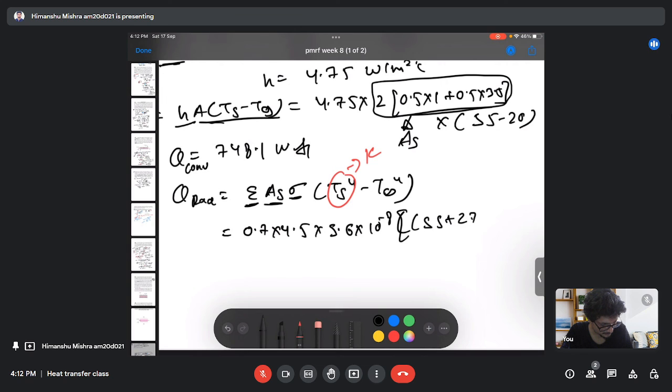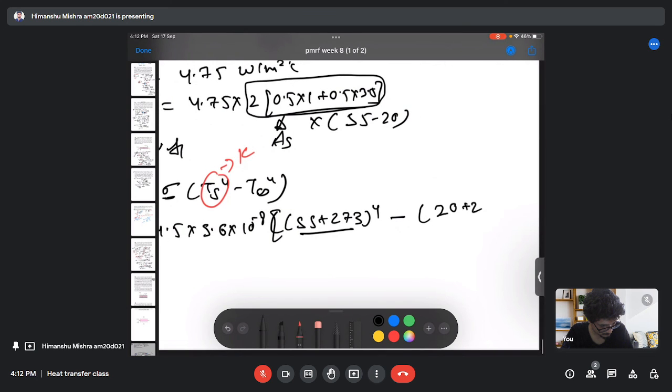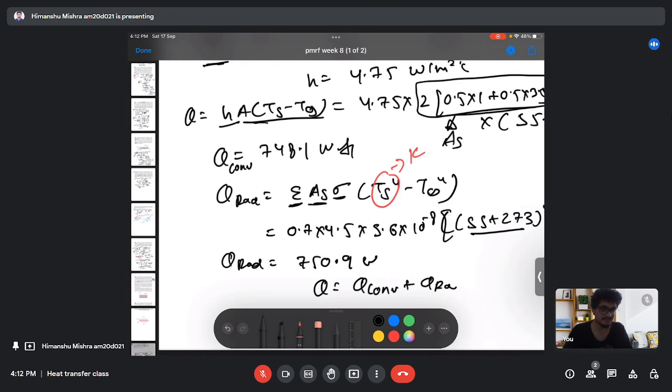And I convert my temperature into Kelvin. So my radiation would be 750.9 watt. So the total heat transfer would be the heat transfer due to convection and the heat transfer due to radiation, which is 1499 watt.